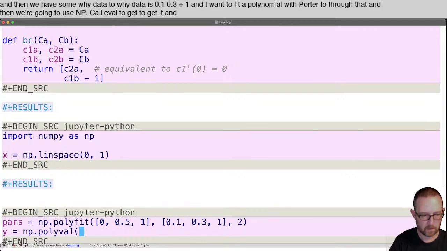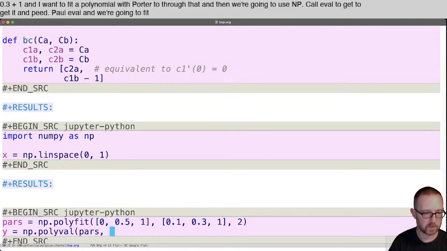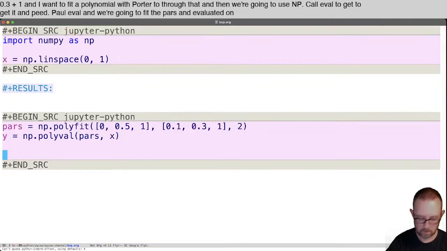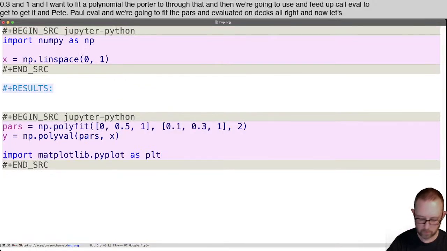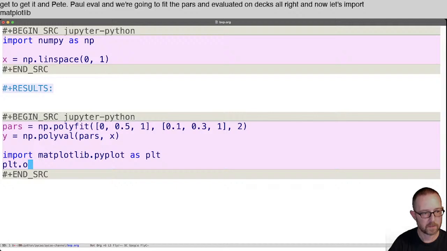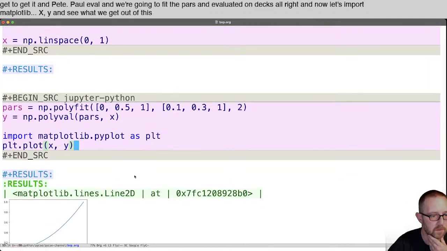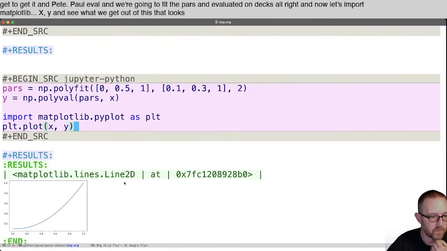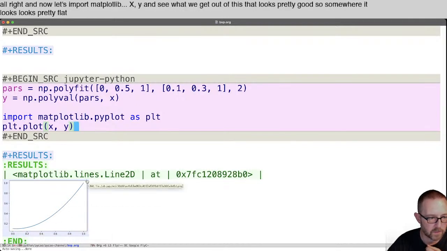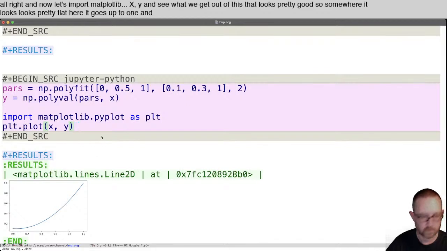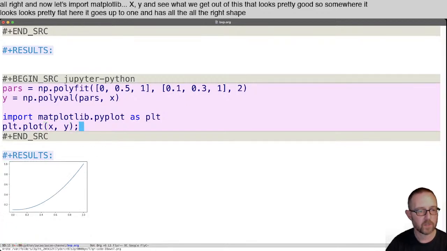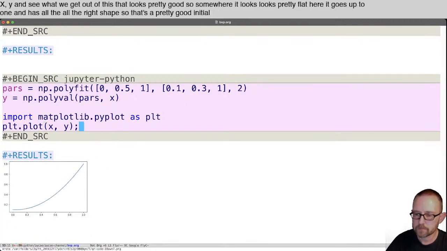np.polyval, and we're going to fit the pars and evaluate it on x. All right, and now let's import matplotlib plot.plot x comma y and see what we get out of this. That looks pretty good. Somewhere it looks pretty flat here. It goes up to 1 and has all the right shape. So that's a pretty good initial guess.